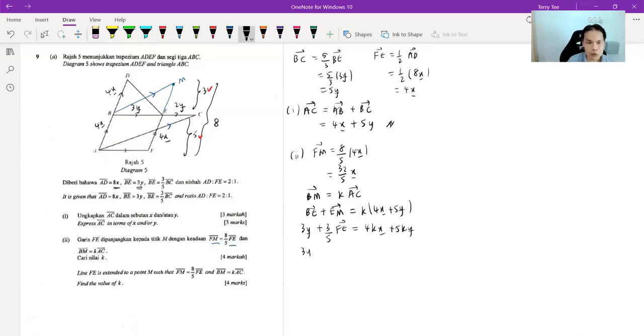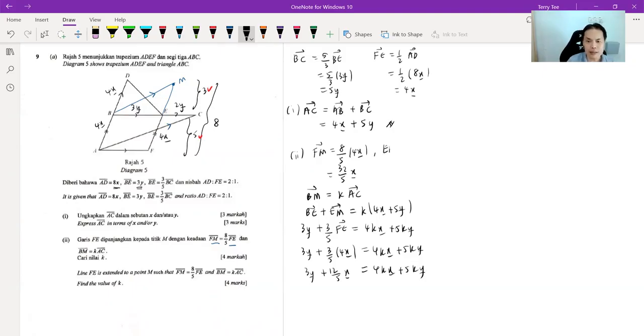Now we also know FE already. FE is 4x. So this is 3 over 5 of 4x. All right, this is 4kx, 5ky. Put them together, 3y plus 12 over 5x, 4kx, 5ky.